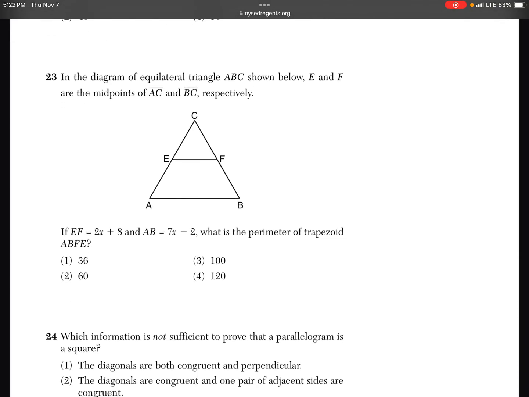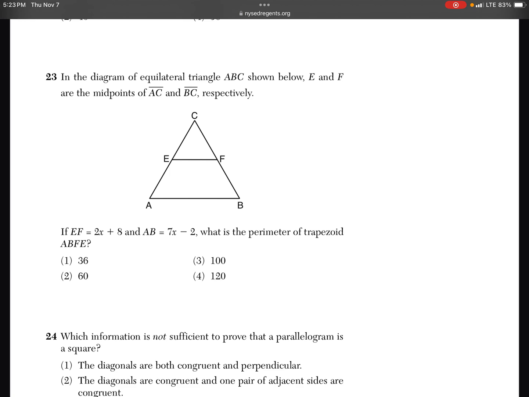Number 23, in the diagram of equilateral triangle ABC shown below, E and F are midpoints of AC and BC respectively. So we got midpoints here. EF is 2x plus 8 and AB is 7x minus 2. What is the perimeter of the trapezoid that we see here? EF has to be half of AB, or I should say AB is twice EF. So 7x minus 2 is going to equal 4x plus 16.